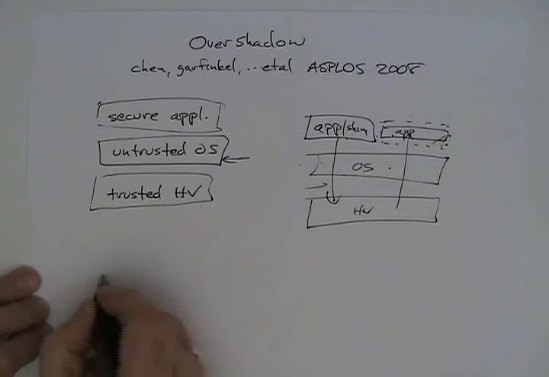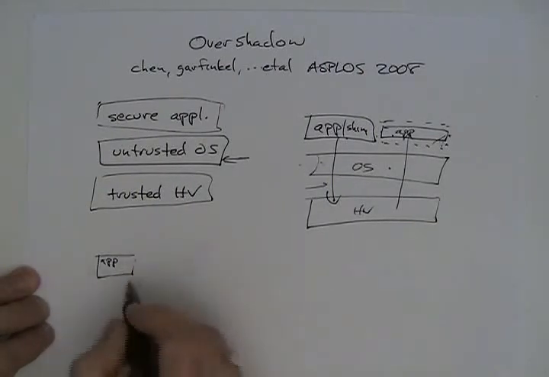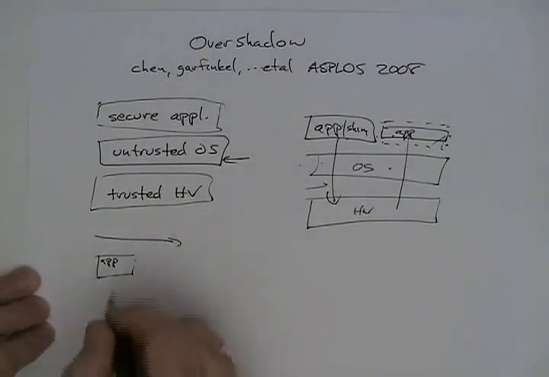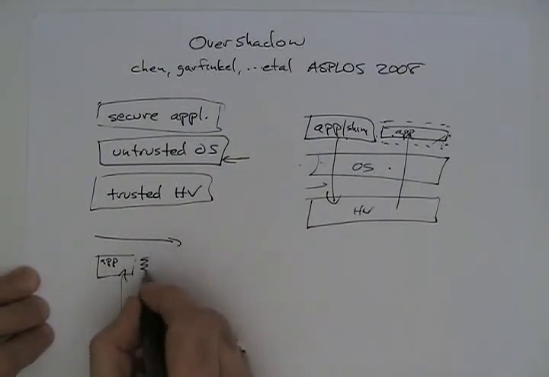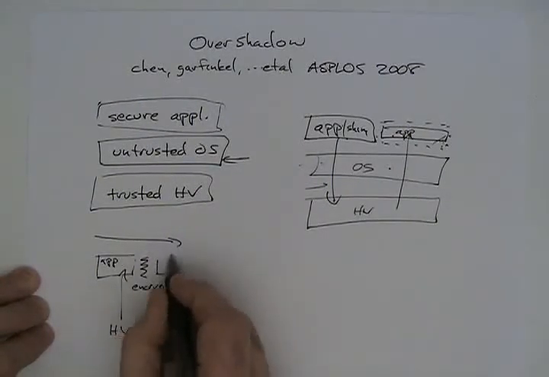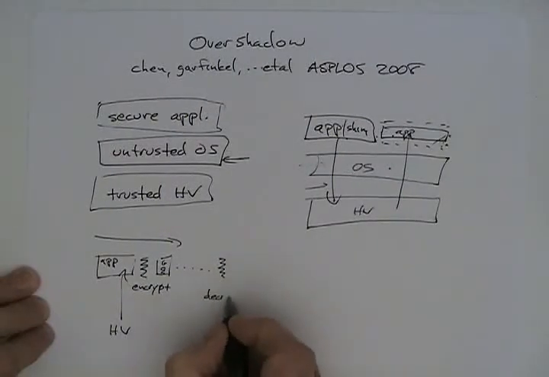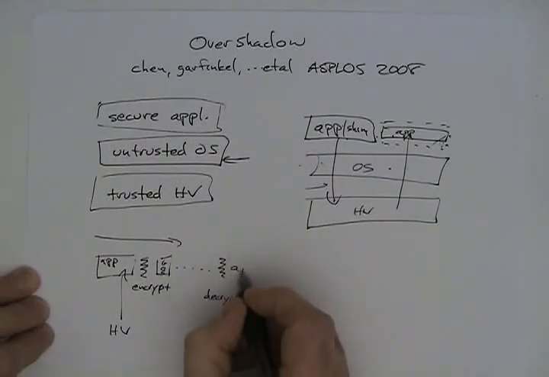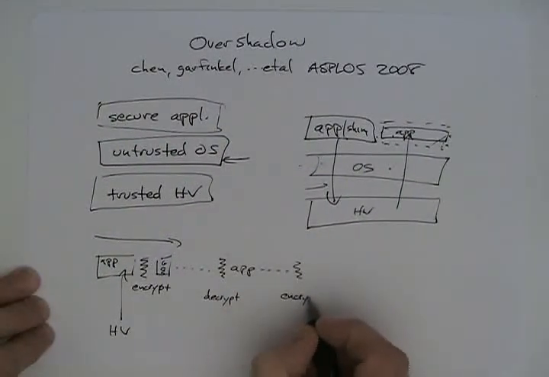So essentially you have your application. If time's going this way, we load from the hypervisor, and then we encrypt. And here we're running the guest OS. Here we might be running some other stuff. And then we decrypt, and we go back to running our app. We encrypt again.